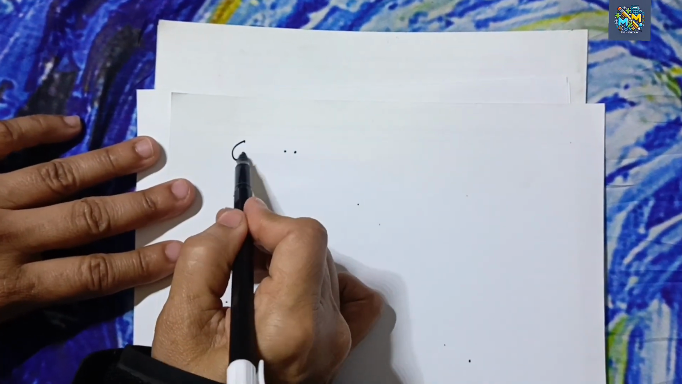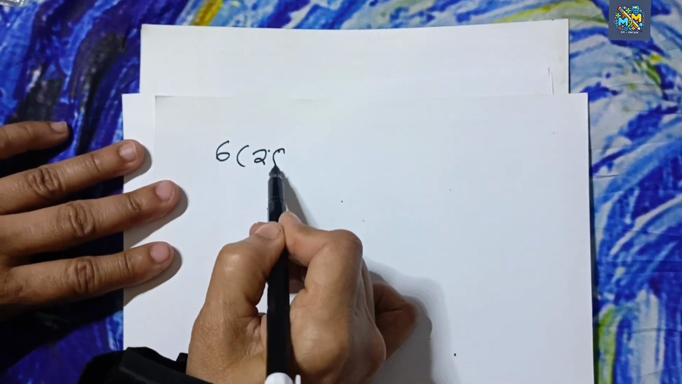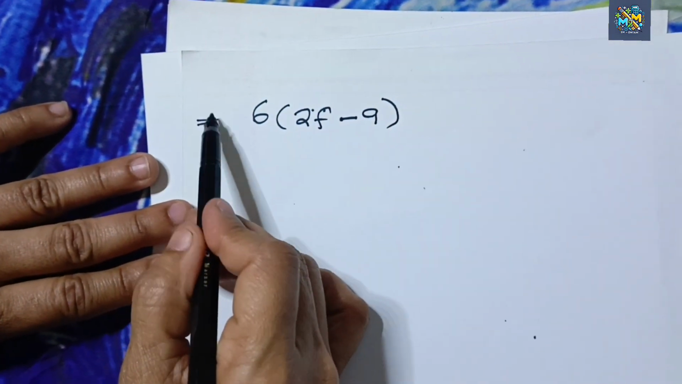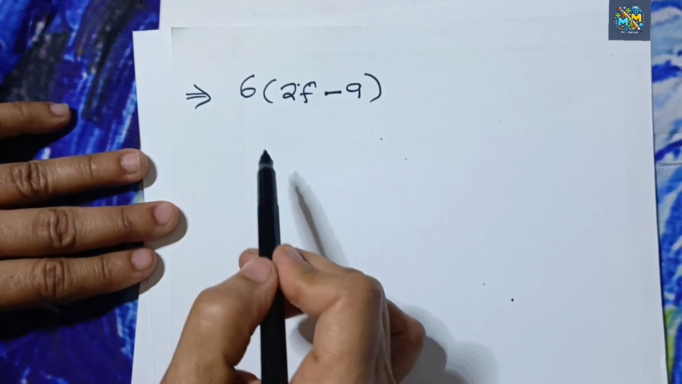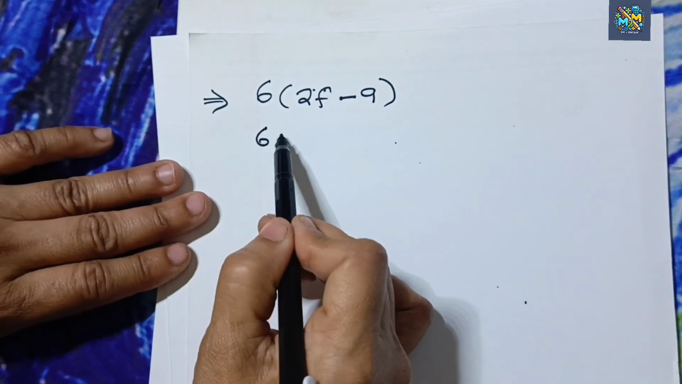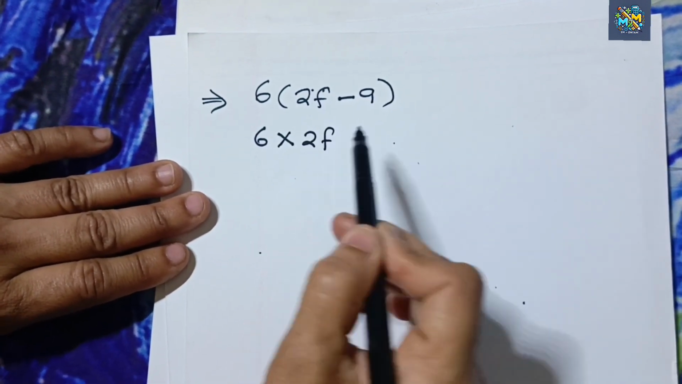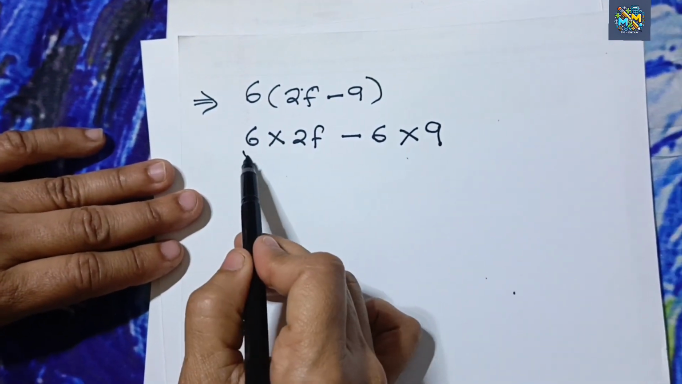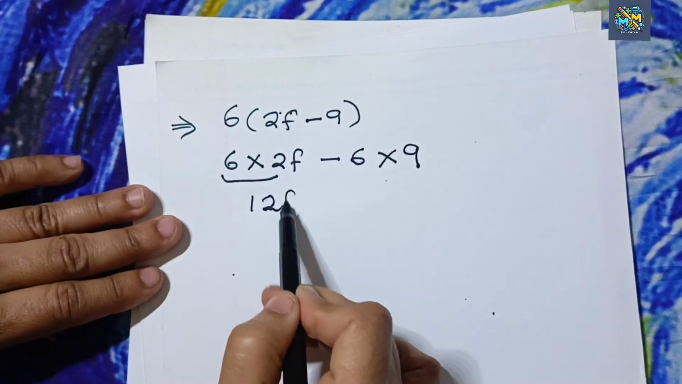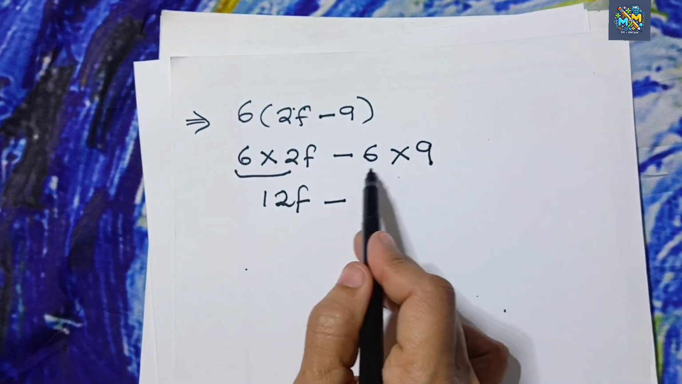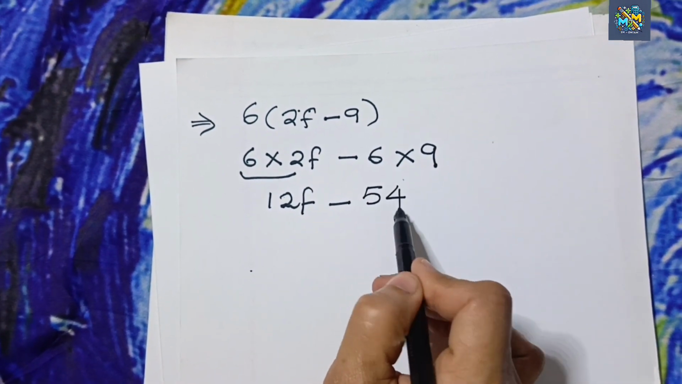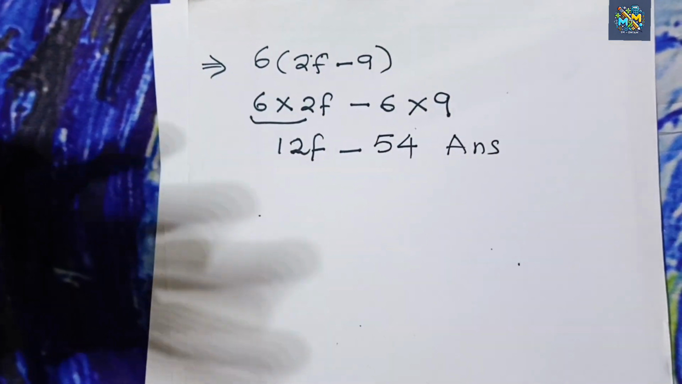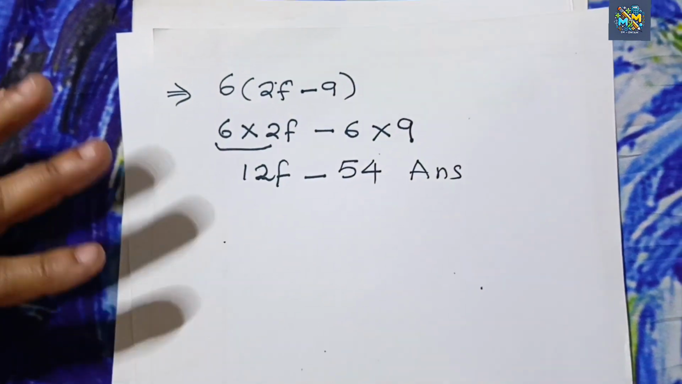Now my next sum is 6(2f - 9). Same here. So I guess this won't be making difficulties for you. I'm going to expand the bracket. So 6 times 2f minus 6 times 9. So 6 times 2 will be 12, f will be f, minus 6 times 9 will be 54. So this is my sweet and simple answer. This is one way of doing it. I have shown you the other way.